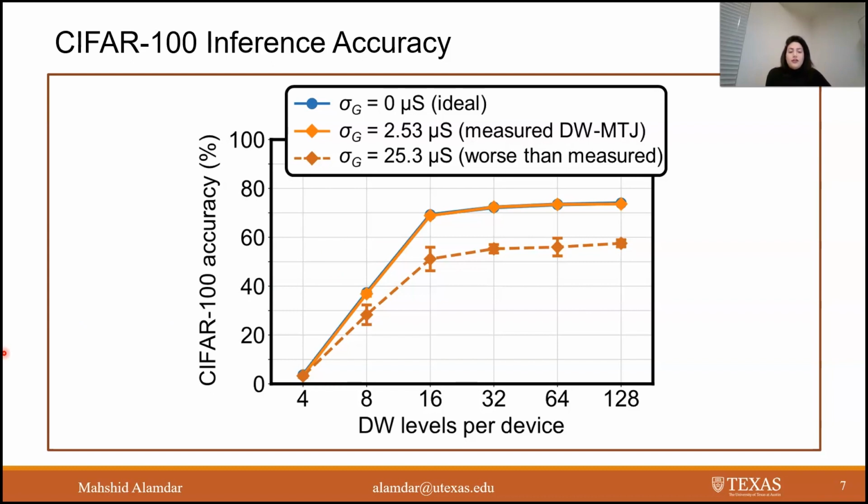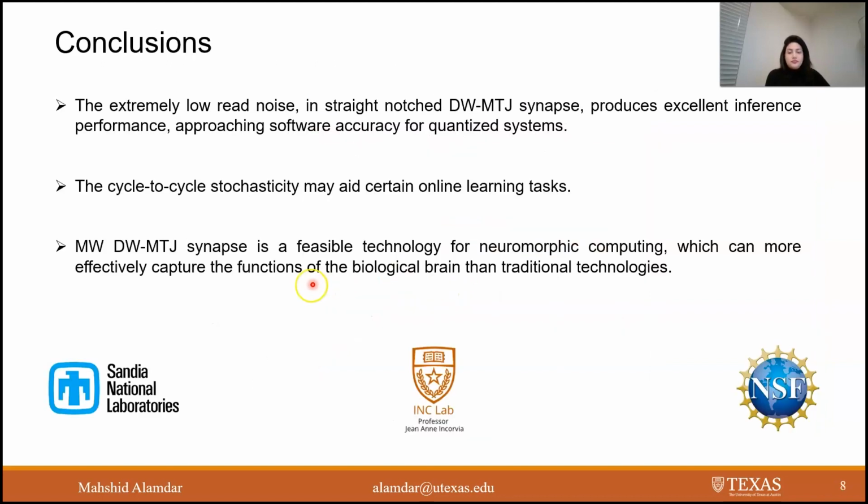So to understand the effect of device-to-device variability, we also performed the inference task with a write noise that is 10 times larger than the measured value, which is shown here in the orange dashed line. This figure shows that with this higher write noise, the accuracy has degraded, but it is still well above 0. And this suggests that the measured level of domain wall MTJ write noise is well beyond what is sufficient to obtain high accuracy on CIFAR-100.